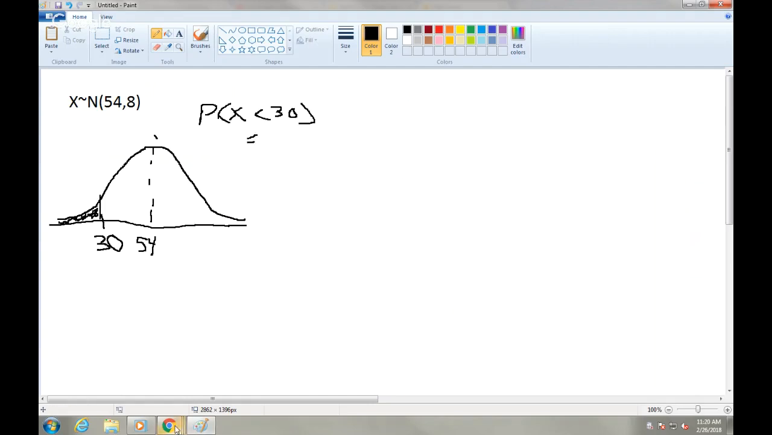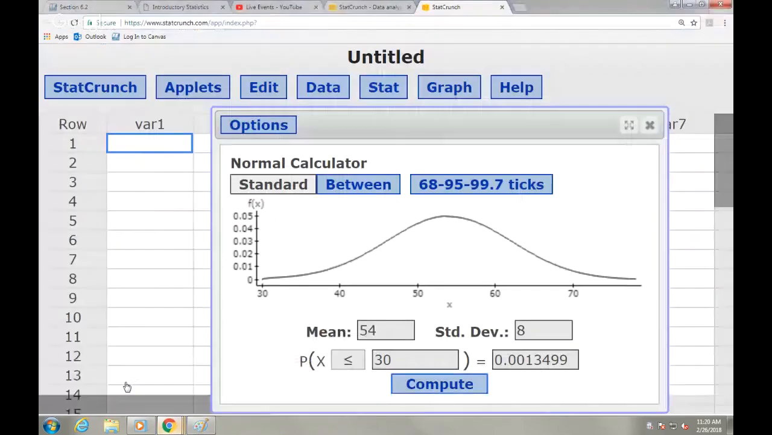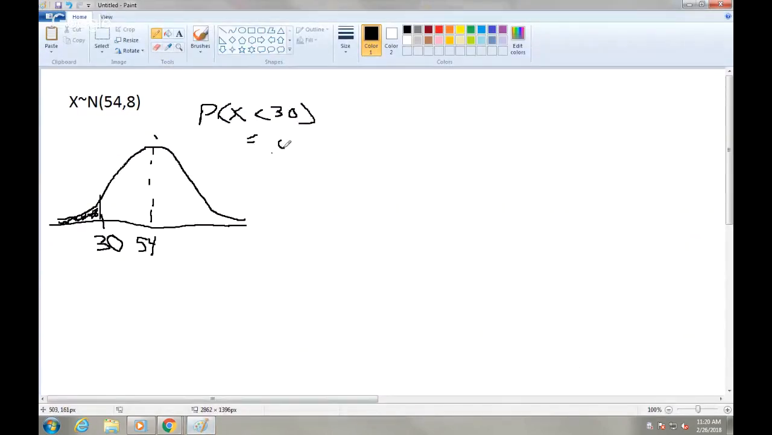And so that probability, that lower tail area, is going to be 0.0013. That is this area right here. And that's my probability that X is less than 30.